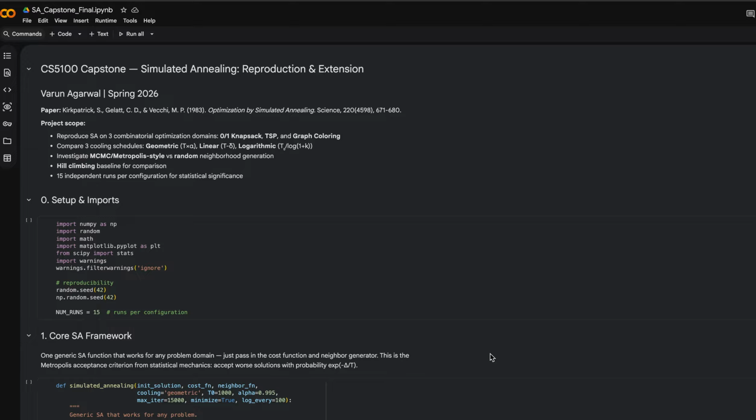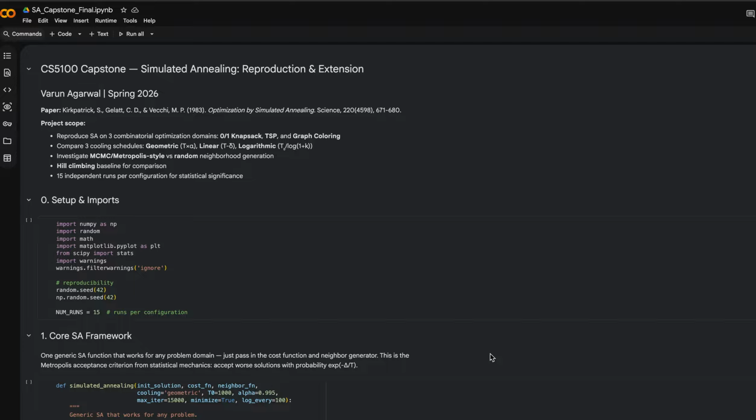The acceptance probability for a worse solution is exp(-ΔE/T). When T is large, the probability is close to 1, and you accept almost anything. As T goes to 0, the probability goes to 0, and only improvements are accepted. That transition from exploration to exploitation is what makes SA work and what hill climbing can't do.